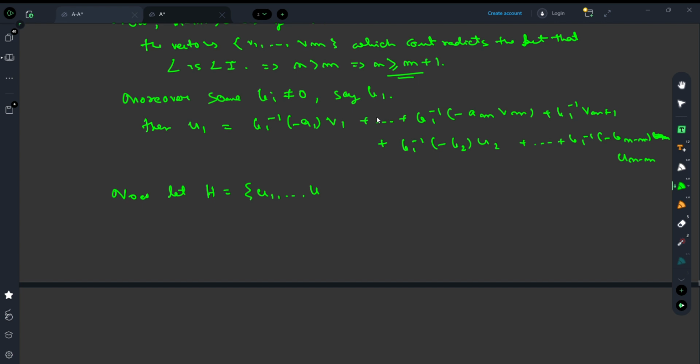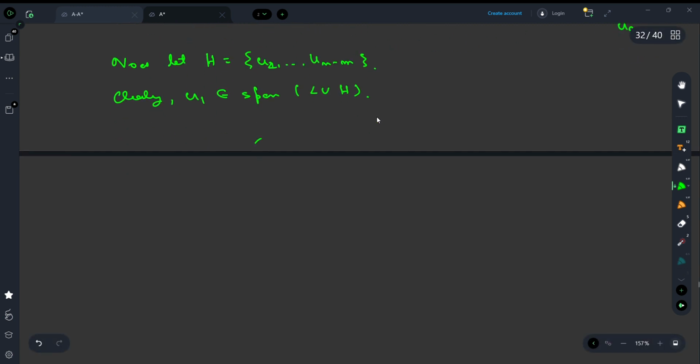Now let H be the set u2 till u_{n-m}. Clearly, we have expressed u1 as a linear combination of the vectors v1 till v_{m+1}. Therefore, with the vectors from L and the vectors u2 till u_{n-m}, which are the vectors from H, clearly u1 is inside the span of L union H, right? Clear? Okay, so this is one obvious observation, say one.